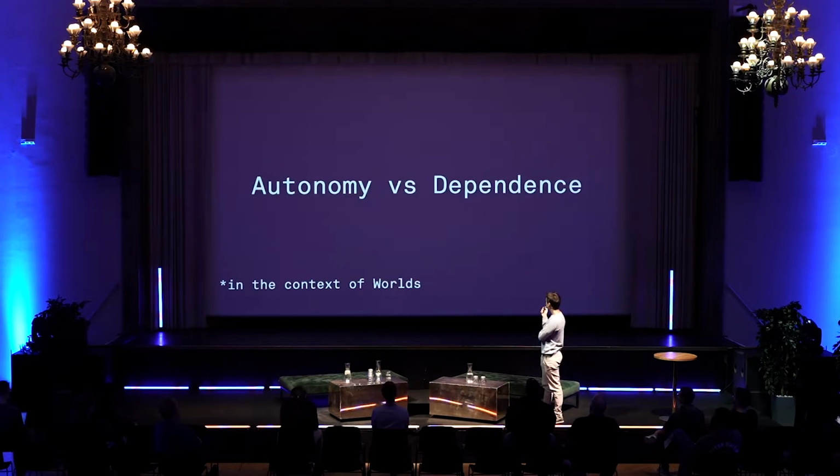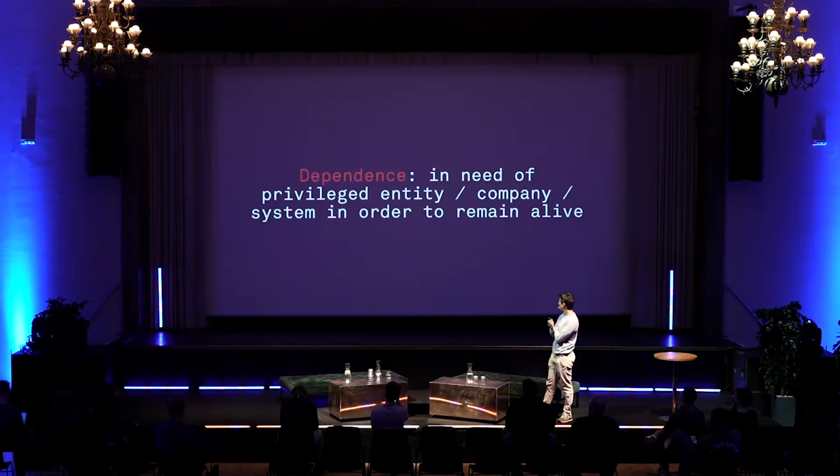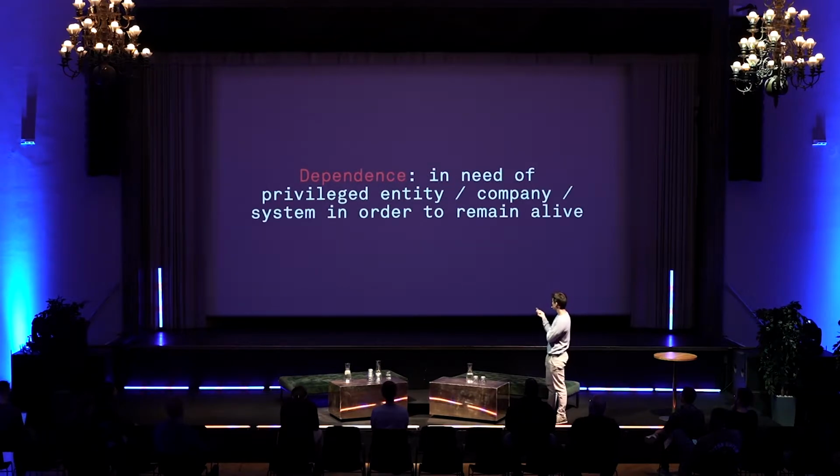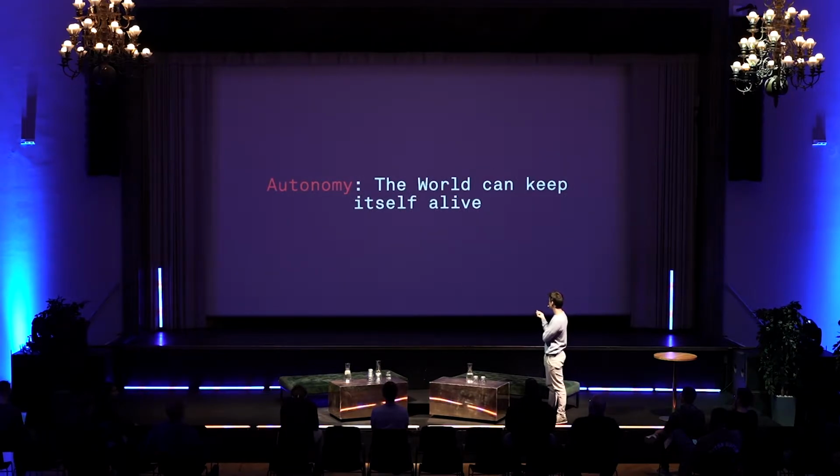OK. And the other thing that I need to contrast is autonomy versus dependence, at least in the context of worlds. All of this is pretty obvious, by the way. Dependence is when the world needs a privileged entity, company, or system in order to remain alive. And autonomy here means that the world can keep itself alive. So those two terms are pretty opposite from each other.